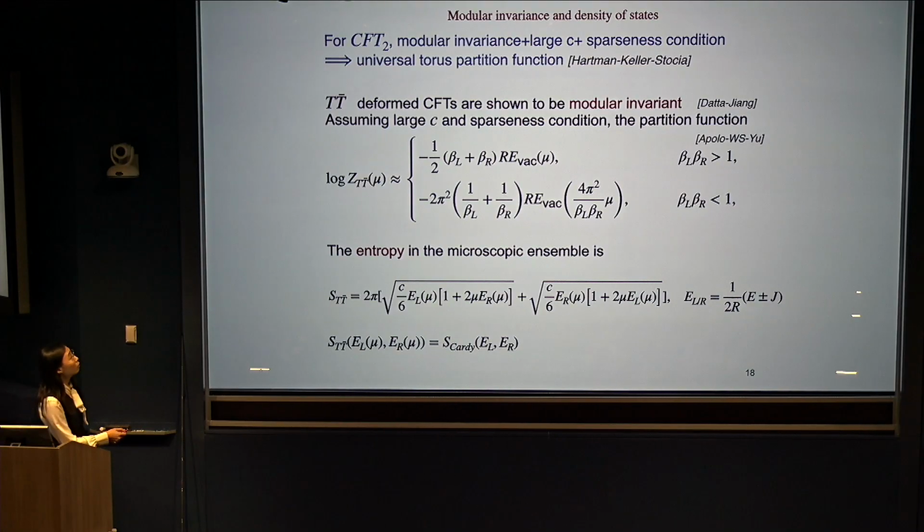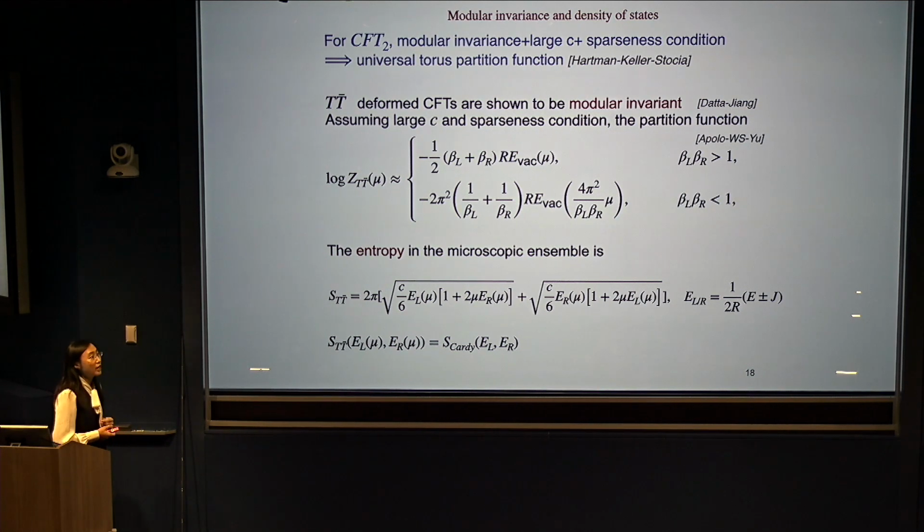So if we forget about the earlier argument about the entropy, start from modular invariance and get the partition function, we can also derive the same formula. Sorry, I have a naive question. So what's the C here? C is the central charge, right?